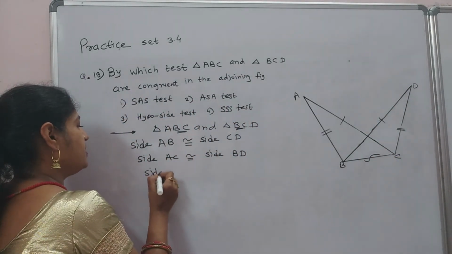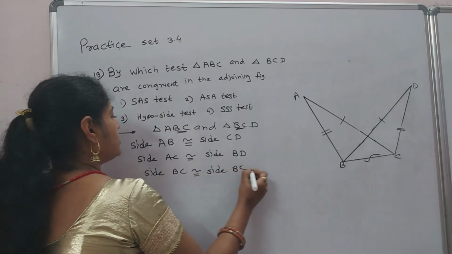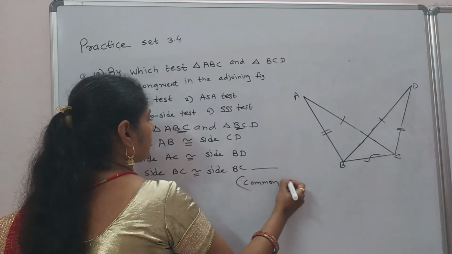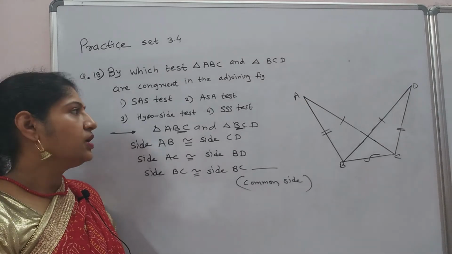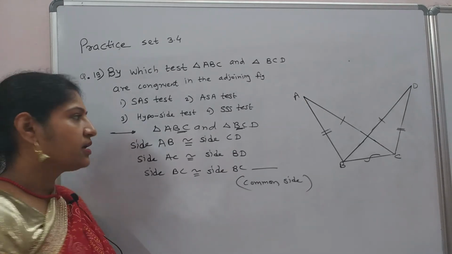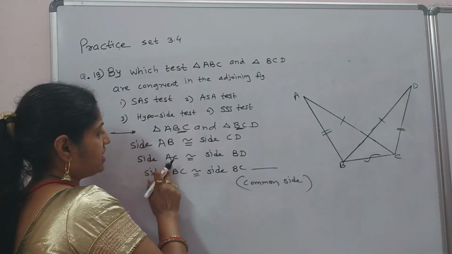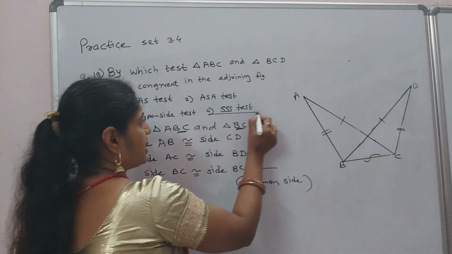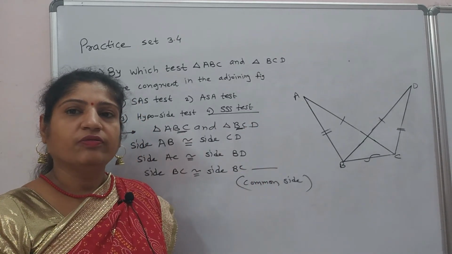So side BC congruent side BC, common side, and common sides are always congruent. So three sides, side, side, side. This is side, side, side, congruent with side, side, side. So test is S, S, S, test for congruence of triangles.